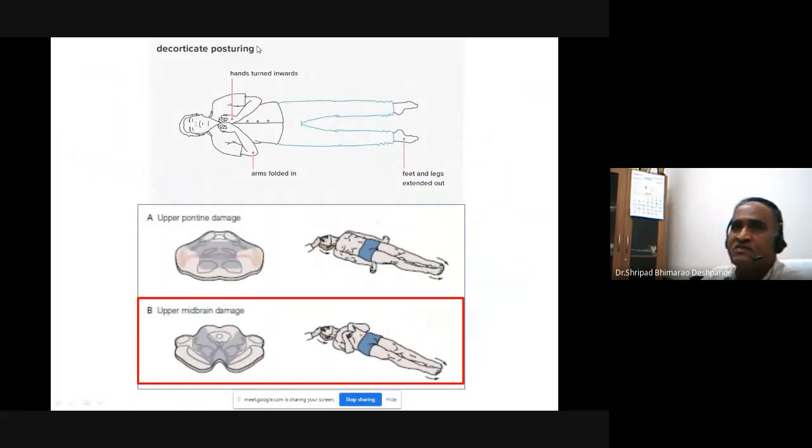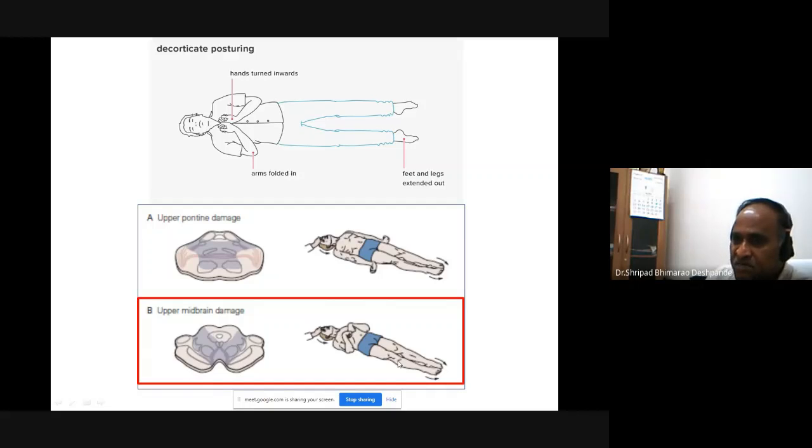Now this is what decorticate posturing is, what I was trying to talk about: flexion of the upper extremities and extension of the lower extremities. Here we have this individual. This is a midbrain damage, above the upper midbrain. So now you have flexion of the limbs, and extension of the lower extremities. I have just placed this for comparison purposes; this is a decerebrate preparation, wherein you get this type.